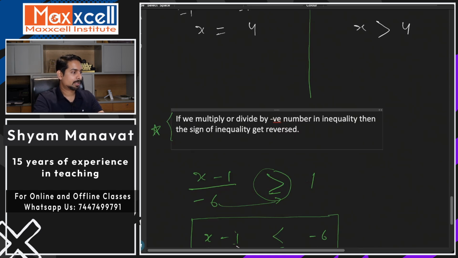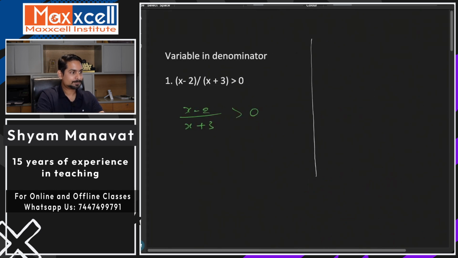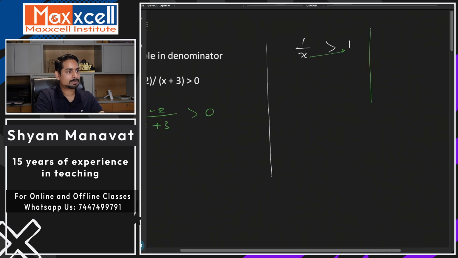Yes, so if you have variable in denominator, let's say 1 upon x is greater than 1, for example. In that case, what should be the possible values of x? Now think about it. If I multiply x to this side, like this is what we do generally in case of equation. Suppose if I have 1 upon x equal to 1, then we multiply x this side, so this becomes 1 equal to x, isn't it?